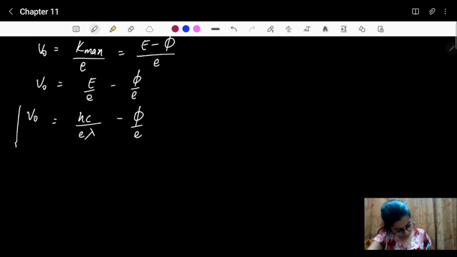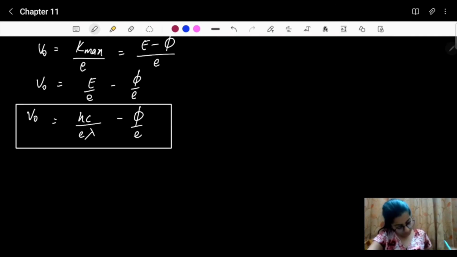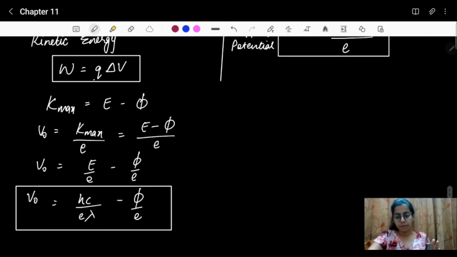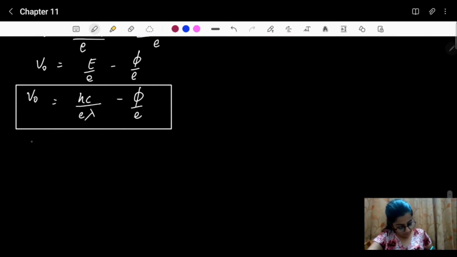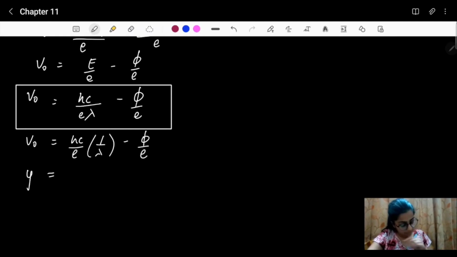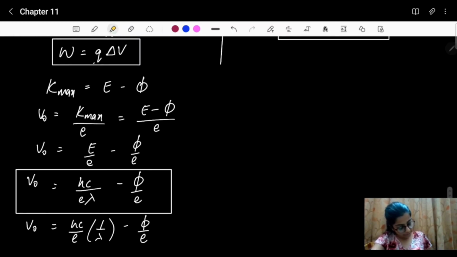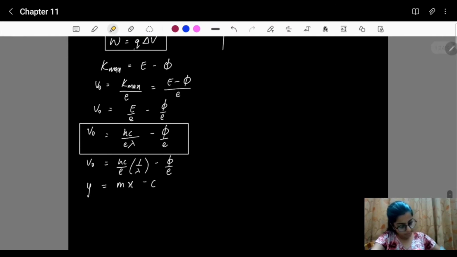This equation is also important: hc upon e lambda minus phi by e. You just have to remember this basic equation, that is V0 equals Kmax by e and Kmax equals E minus phi. From that you can derive it. Also you can say V0 equals hc by e into 1 by lambda minus phi by e. So now it is actually a straight line equation: y equals mx minus c, where hc by e is the constant slope, x is 1 by lambda, and c is phi by e. So a straight line graph can be drawn for it.